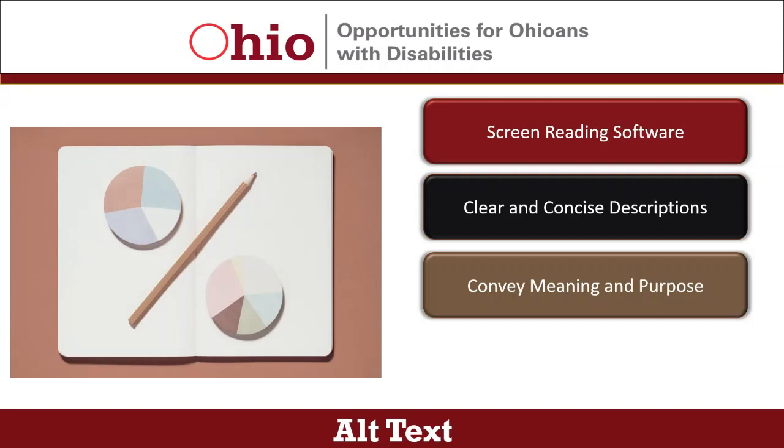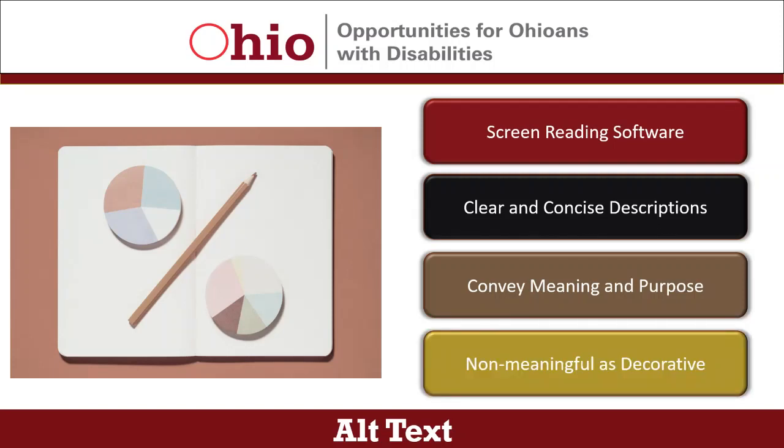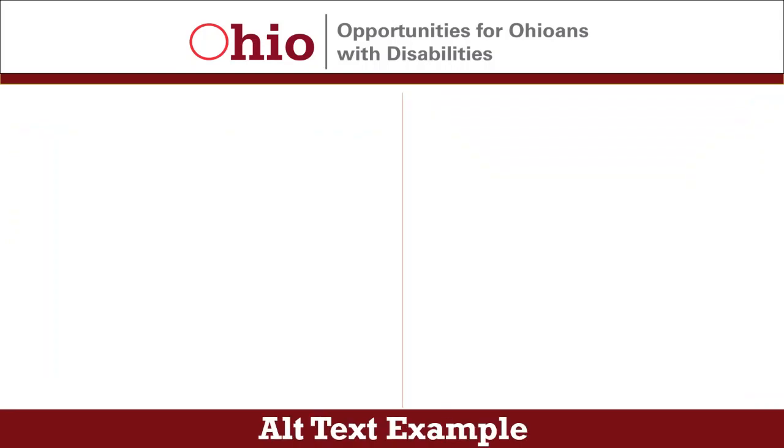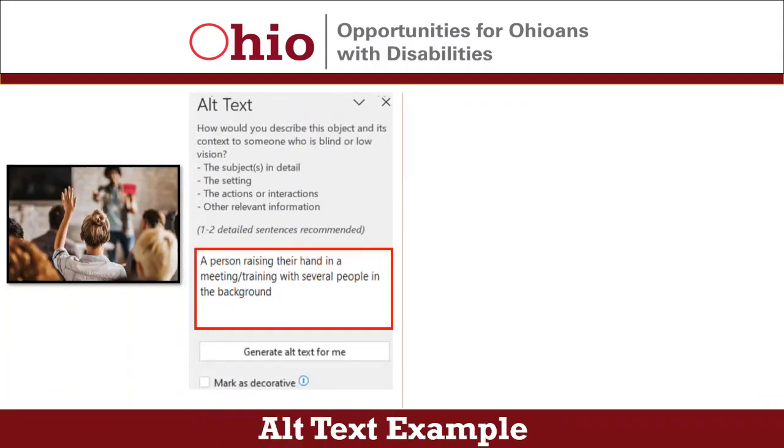When visual content is not meaningful, you can opt to mark it decorative so a person using a screen reader is informed the image is not meaningful. We have an example of alt text in the next slide. In this slide, there is an image and next to it a box titled alt text that includes instructions and a written description of the image.